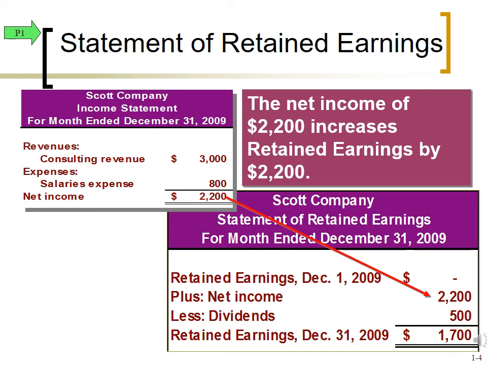Going back to the income statement, we had $2,200 worth of net income, sort of like what they're adding to their savings. If we go to the statement of retained earnings for this period, notice there's no beginning balance. That could be because this is the first month of operation, and they had nothing in retained earnings. You see the dash next to the December 1st, 2009 retained earnings, showing nothing in there. Then they're adding to it the net income for this period of $2,200.